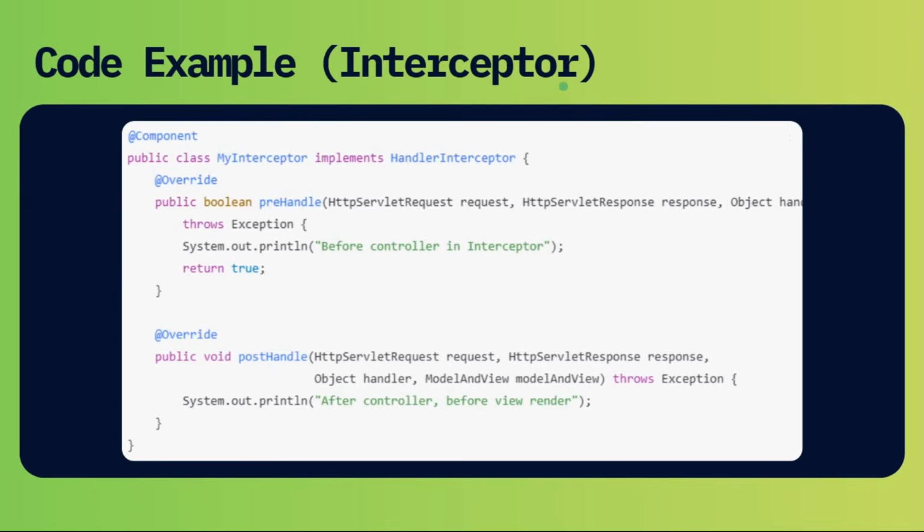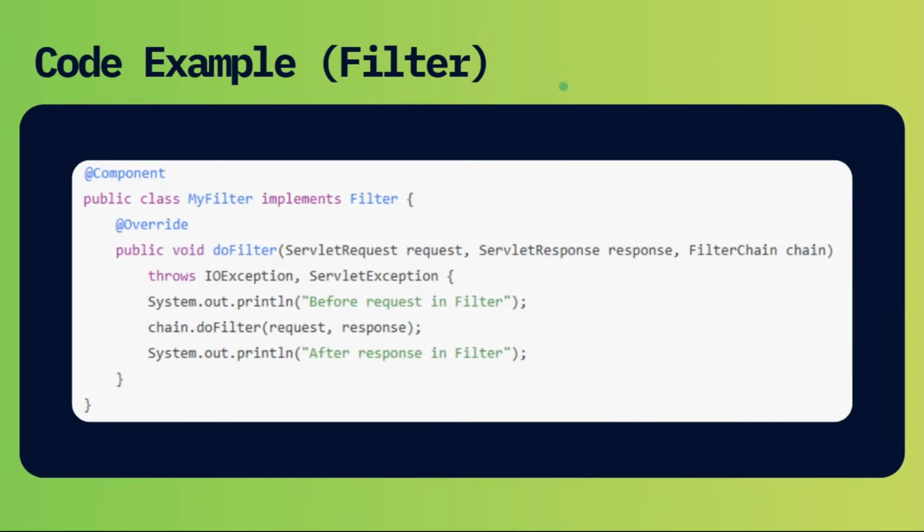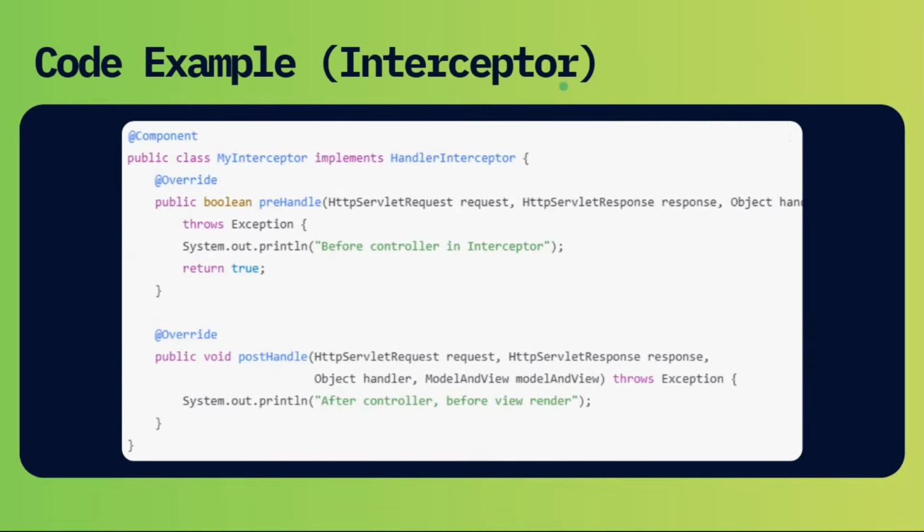The second method, postHandle, is called after the controller has processed the request, but before the view is rendered. Here it prints "after controller, before view render". This shows how interceptors give you hooks both before and after the controller logic, letting you add features like logging, authorization checks, or modifying the data sent to the view, all without changing the controller code itself.